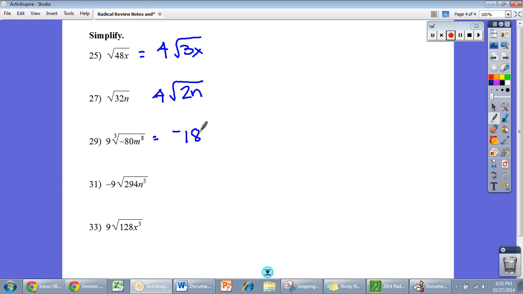negative 18 m squared cube root of 10 m squared. This one we had negative 63 n squared, and on the inside we had 6n. Okay, now for my last problem.